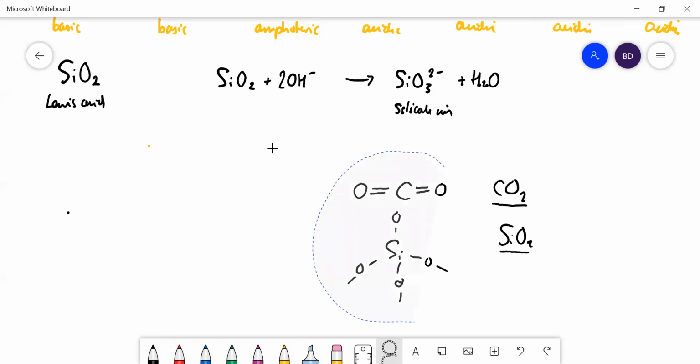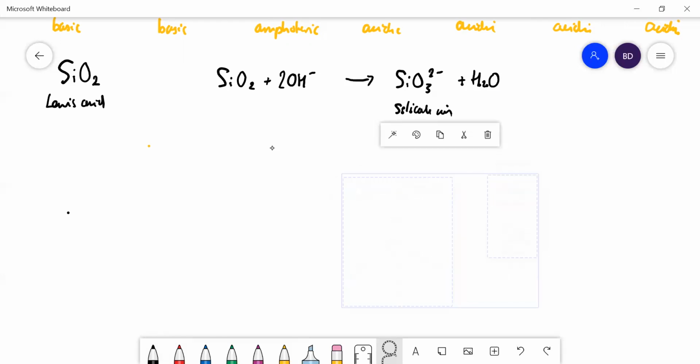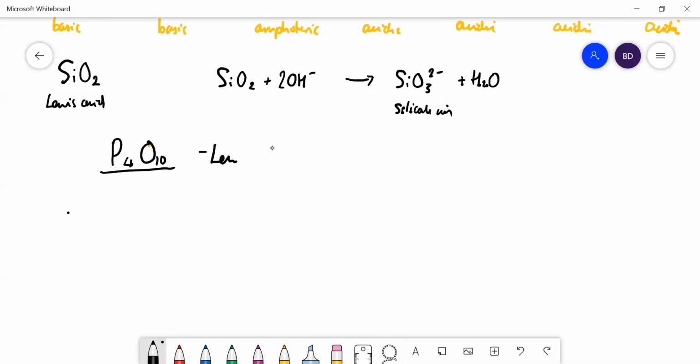Right, let's now move on to phosphorus, P4O10, and SO3. So P4O10, again, is a Lewis acid. Why is it going to be a Lewis acid? Well, I think we looked at how each phosphorus in P4O10 is forming one double bond and 3 single bonds. Oxygen is an electronegative element, so you have a big partial positive charge on the phosphorus.